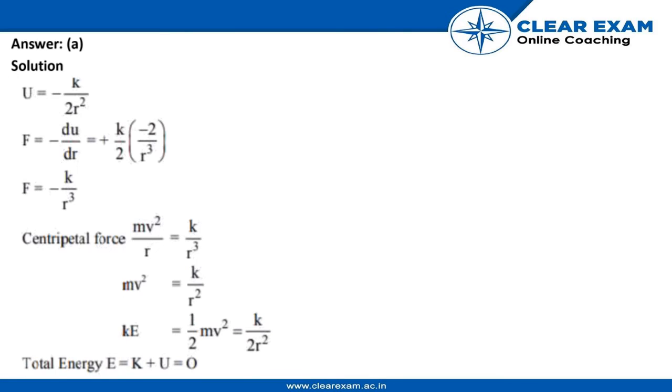So we have U equals minus k by 2r square, which is given as our potential energy. F equals minus dU by dr equals plus k by 2 into minus 2 by r cube. So F equals minus k by r cube. Centripetal force equals mv square by r, which is k by r cube. So mv square equals k by r square, and the kinetic energy will be half mv square equals k by 2r square.